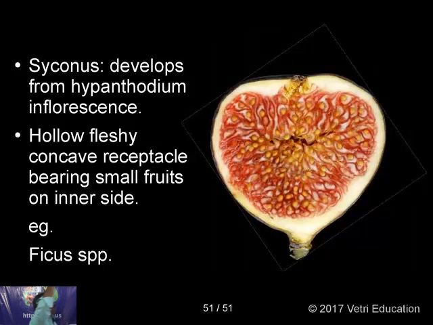The last one is syconus. It develops from the hypanthodium inflorescence. You know this hypanthodium inflorescence, where the bracts are united together to form a cup-like structure having an opening. This is called the ostiole. Inside you can have female flowers, neutral flowers and male flowers. So this develops into a fruit that is called syconus, example Ficus.